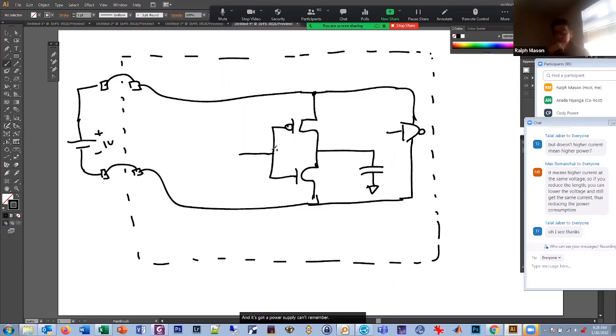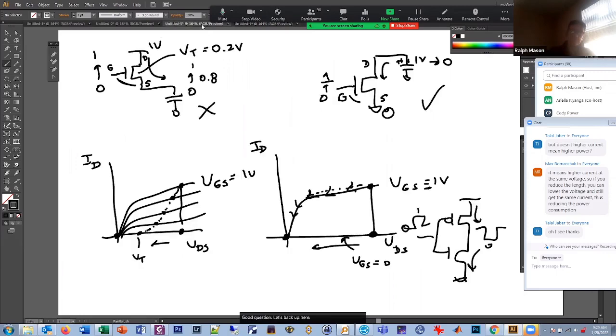Somebody said, higher current is the same voltage, so doesn't higher current mean higher power? No, higher current doesn't mean higher power. We're going to talk about this. What's the power consumption when you're charged? It's a good question. Let's back up here. So somebody asked, doesn't higher current mean higher power?